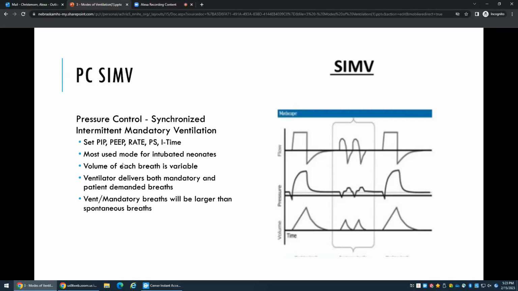Also, when we talk about tidal volume, the volume of each breath is variable, but our goal is always for each breath to be 4 to 6 mils per kilogram. So if your baby weighs a kilo, their measured tidal volume should be around 4 to 6. And we'll talk about that more when we get to volume mode.